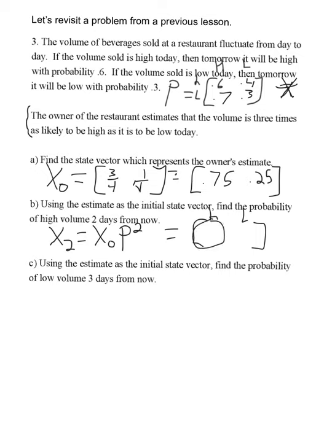Okay. In C, now we want 3 days, so that's x sub 3 is what we call that. So that's my initial state vector times p to, well, what do you think? Third power. And then that's again going to give me just another row vector here. Again, you'll see why when we actually do the multiplication.